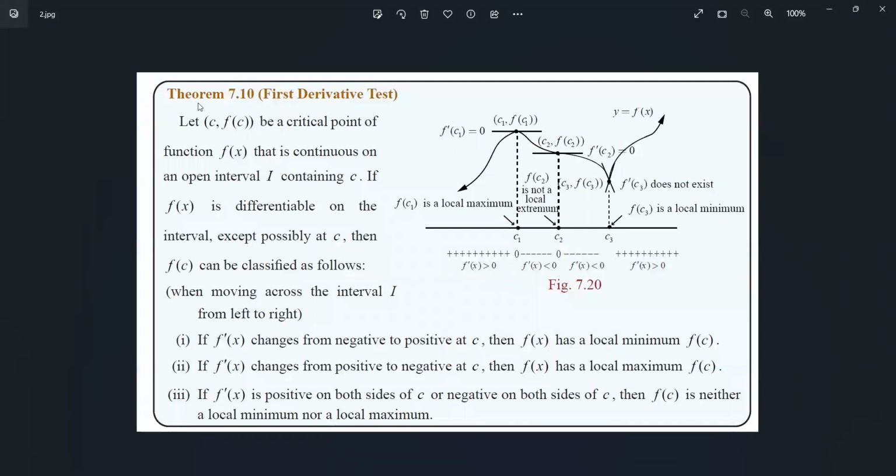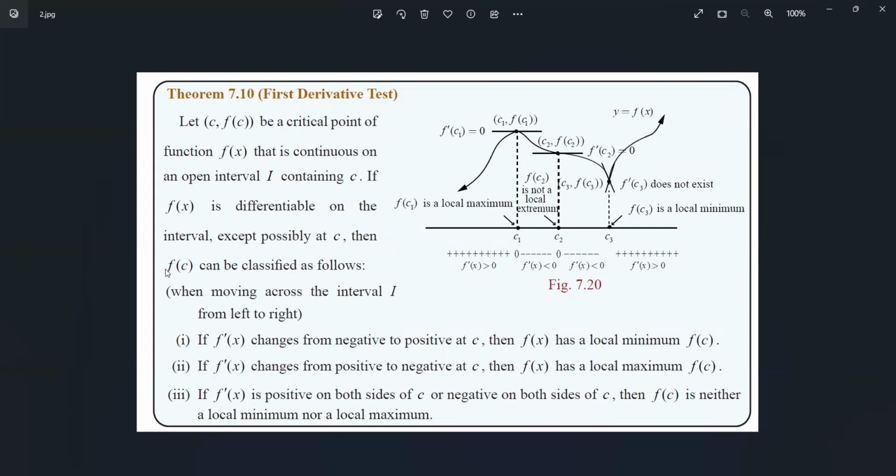So this theorem deals with the first derivative test. Let (c, f(c)) be a critical point of function f(x) that is continuous on an open interval I containing c. If f(x) is differentiable on the interval except possibly at c, then f(c) can be classified as follows.